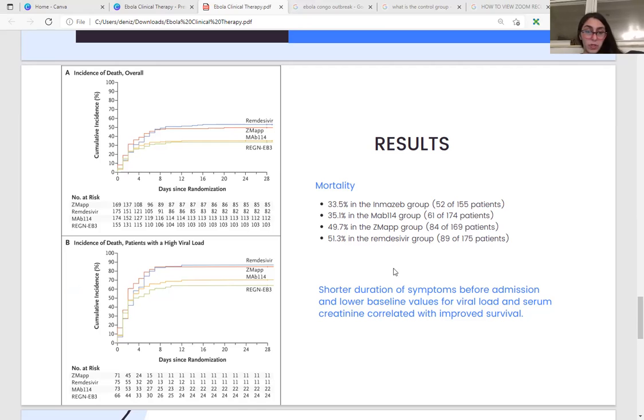Another thing that was noticed, which is clear from these two graphs, is that Inmazeb, which is REGN-EB3, is this green line over here, and you can see it's always the lowest, and that's the incidence of death. And I'm sorry if I had not mentioned, all of these results are at 28 days. So remember, that was our efficacy. So basically that green line is the Inmazeb, and as you can see, it's lower in all cases than all other treatments. And remdesivir really doesn't seem that effective against Ebola. And the monoclonal antibody also seems pretty effective. So these were promising results for the researchers.